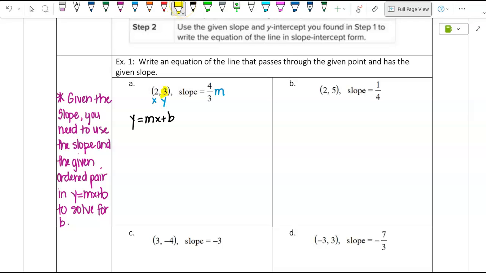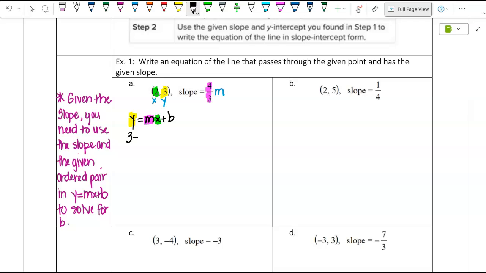So the y of our y coordinate is going to replace y in the formula. The x of our x coordinate is going to replace x. And the slope is going to replace our m. Since we know those three pieces of information, we can use that then to solve our equation for our y-intercept and then be able to write our equation in slope-intercept form.